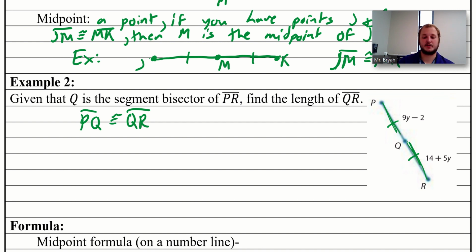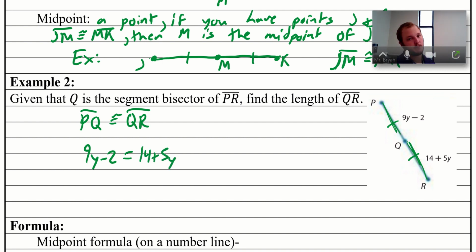And then if I wanted to set up this equation, now I understand I have PQ, which is 9y minus 2, and then we said that's congruent to QR. Another way to say that, which we use in algebra more, was equals. So 9y minus 2 equals, or is the same length as, QR, which is 14 plus 5y. This is the biggest piece, setting these problems up. Once you have all these problems set up, then it's just going back to your algebra skills that you've learned in the past few years.